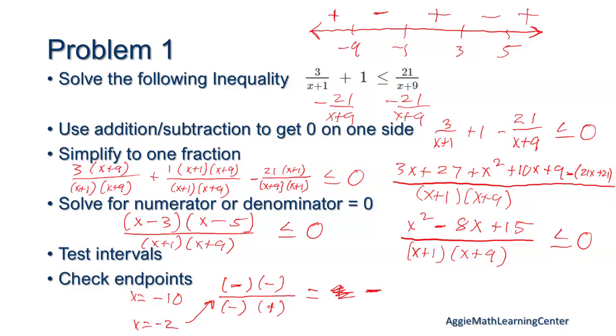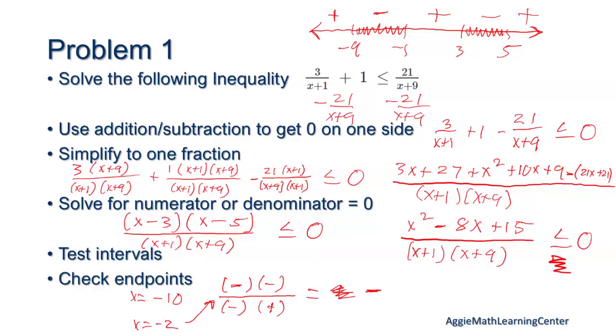Basically, once you have your number line with positives and negatives, you figure out when your inequality is going to be satisfied. In this case, we're looking for when it's less than or equal to 0. So therefore, when it's negative, that's going to be in this section and this section. And then you'll look at the endpoints of these sections.